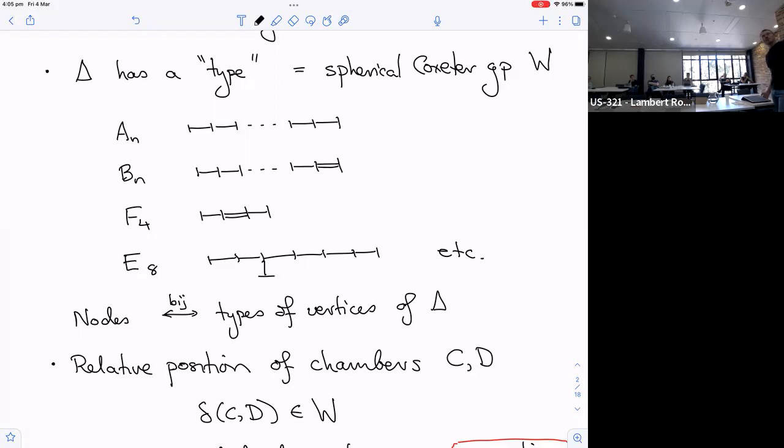So buildings, spherical buildings, have a type, which as we've already seen a few times now, is just a spherical Coxeter group, which means finite: AN, BN, CN, DN, F4, E6, E8, all those ones. They all have a diagram, and here are some of the diagrams.